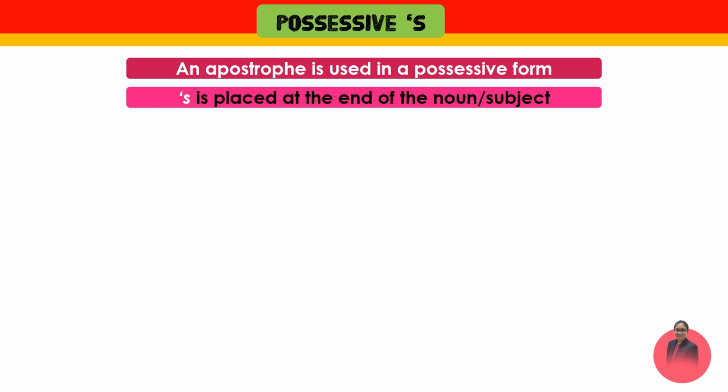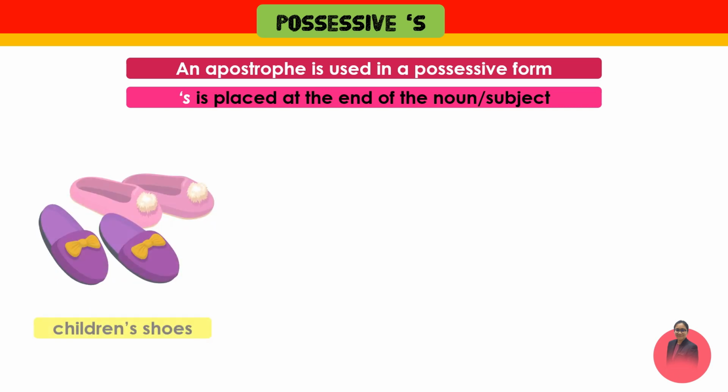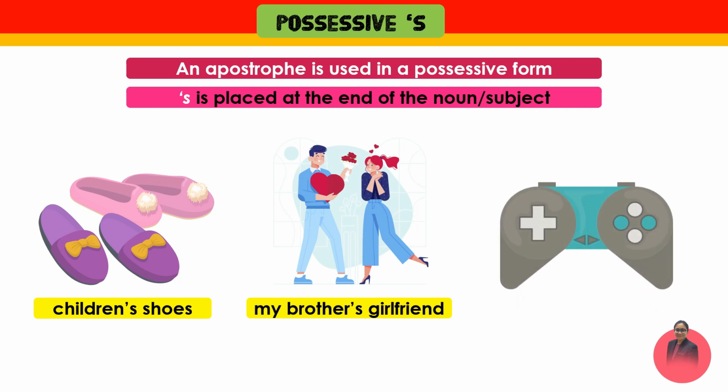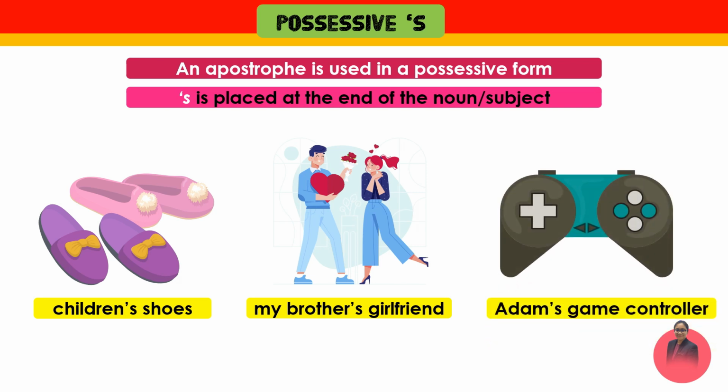For example, children's shoes, my brother's girlfriend, and Adam's game controller. These are among the basic uses of apostrophe S to show possession.